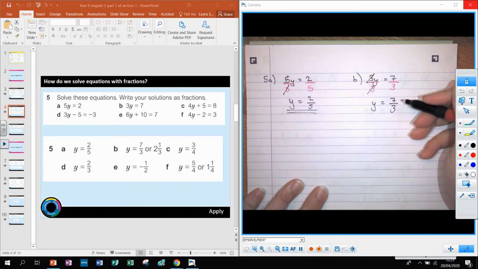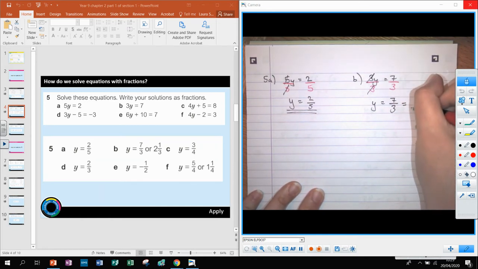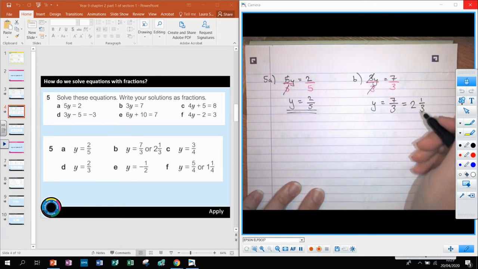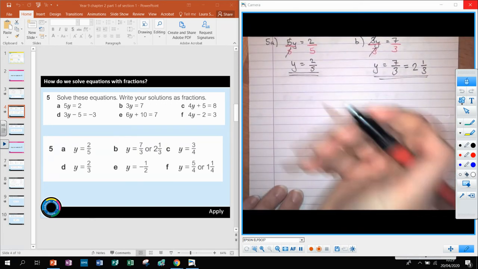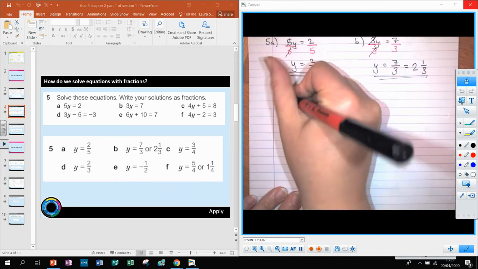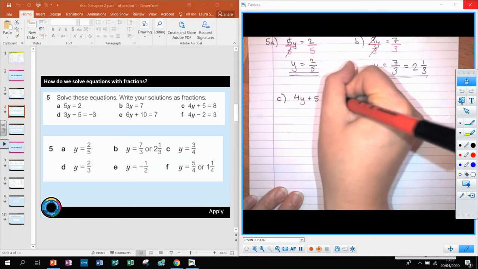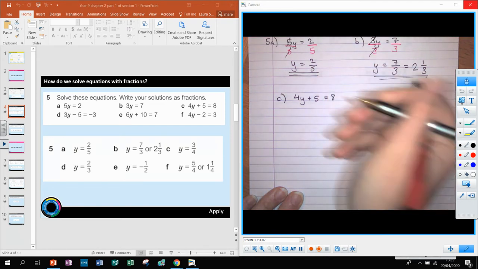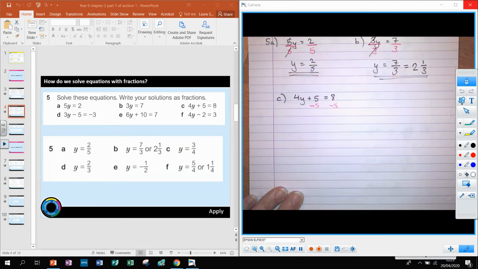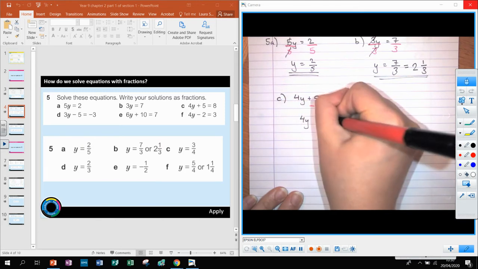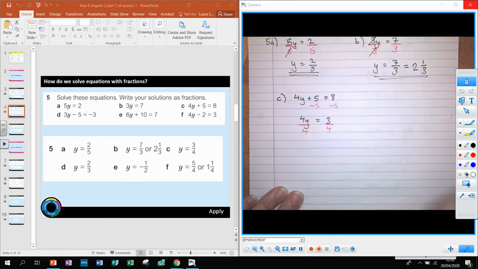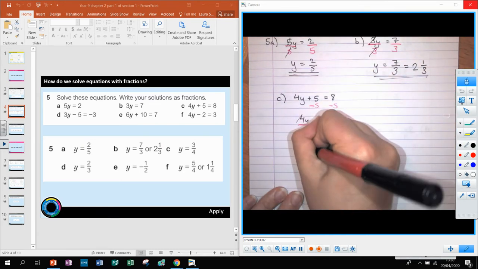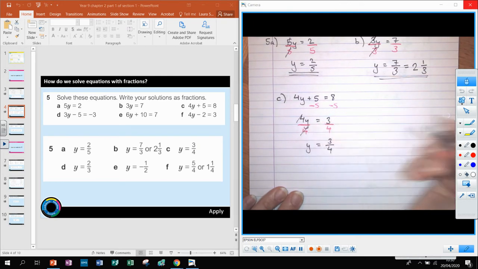That is correct, but don't forget 3 goes into 7 twice with a remainder of 1. So we can write that as 2 1/3. Right, so for part C, we had 4y plus 5 is equal to 8. Here we first take away the 5, which gives us 4y is equal to 3. We can then divide by 4, which gives us, when those cancel out, y is equal to 3/4.